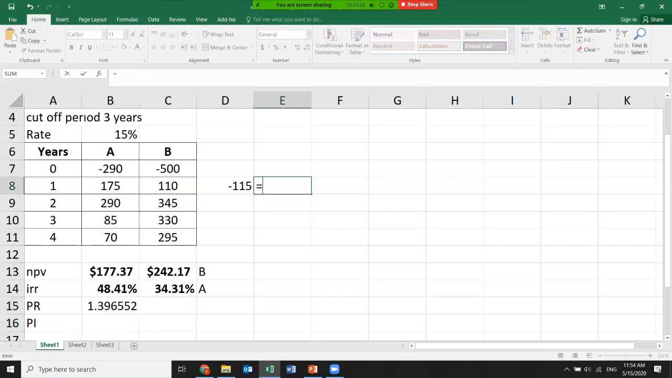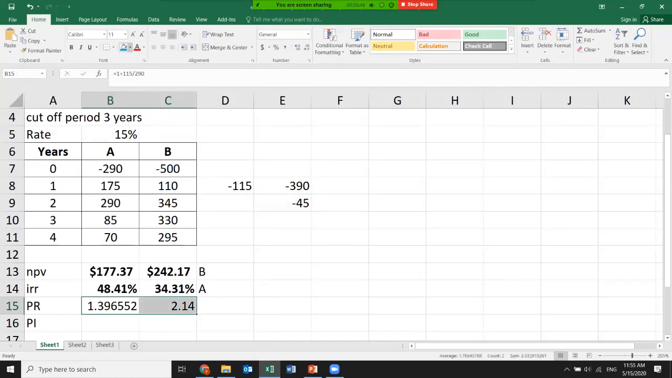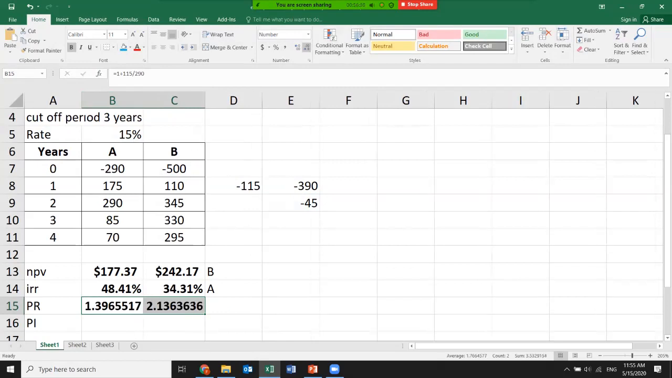Same thing in here, in project B. 2.13. 40. 45, which means 2 plus, oops, sorry. $45 divided by, 2.40. Very good that you already calculated.